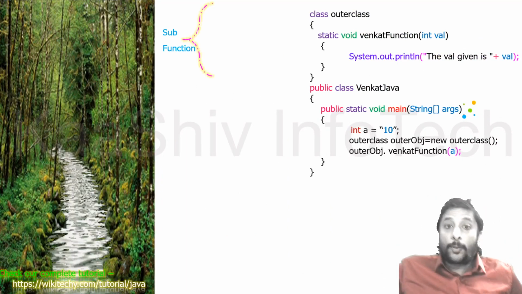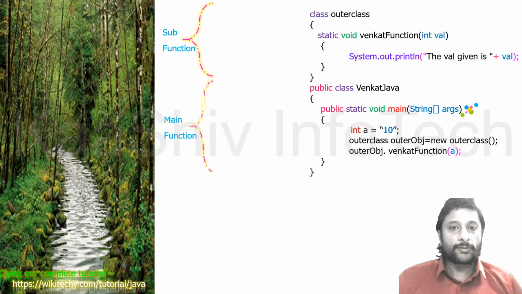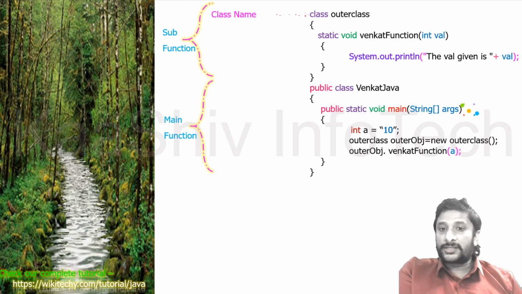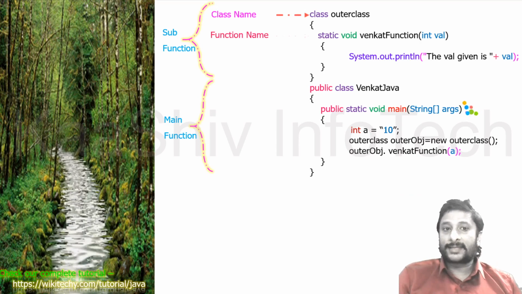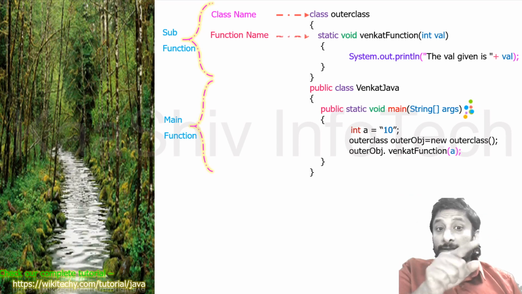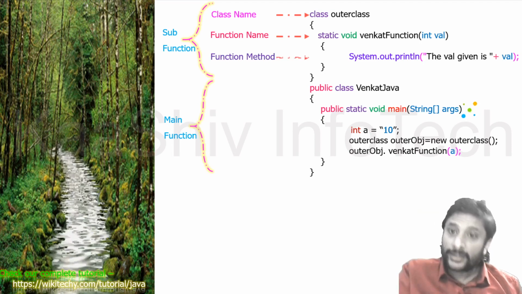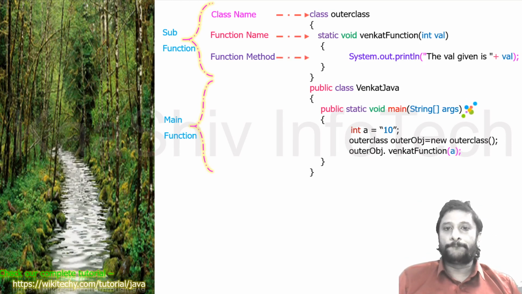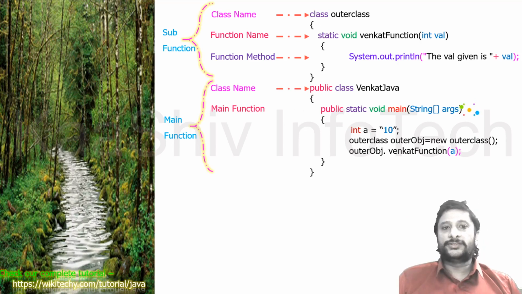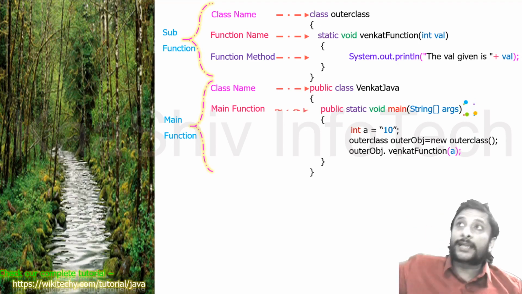I'm going to talk about two classes, how Java works. I have the usual Venkat Java class, the main function, the main class and the subclass. That's not a function, it's a class. You have an outer class with a class name, and you have the function name. So a class has a function in it. I have the function method, and this is the main class. Under that, you have the main function here, and in it I'm going to call that class.